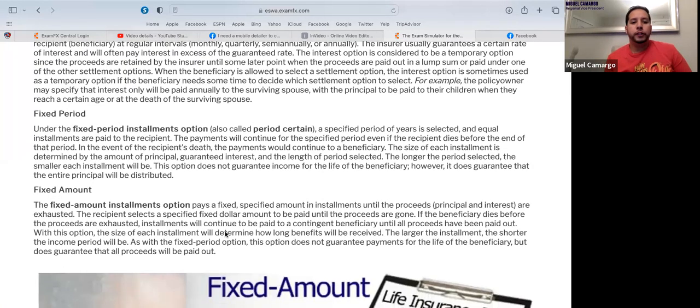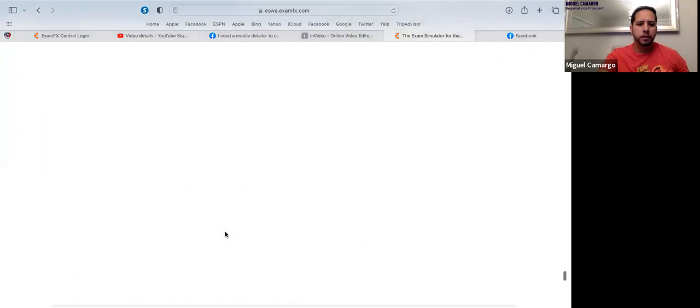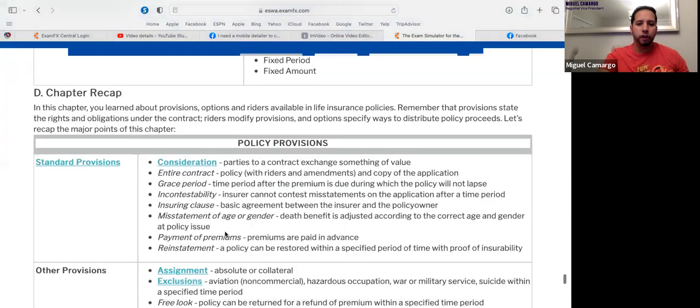The last two: fixed period. This is when you will receive money for a specified number of years until it runs out. And then fixed amount: you're going to say, hey, I want X amount of dollars paid out to me, and it's going to get paid out to you until it runs out. And that, my friends, is all of chapter 3.